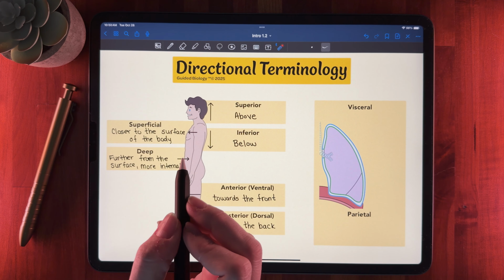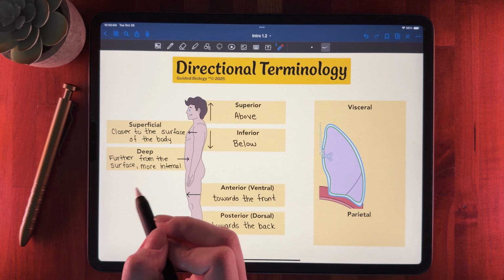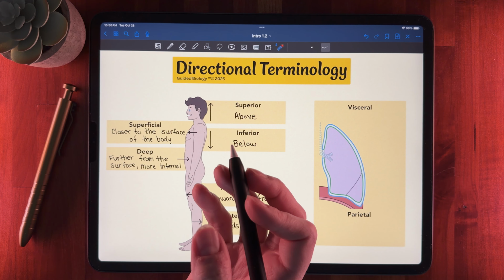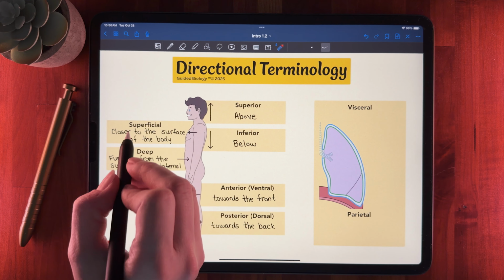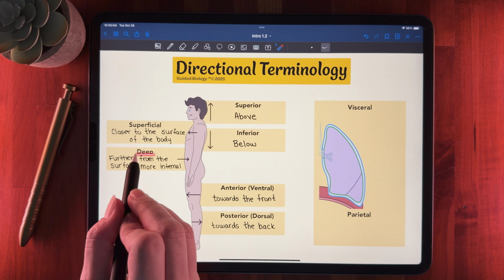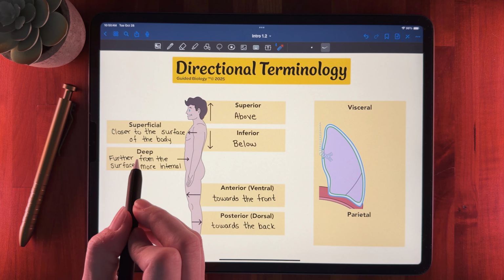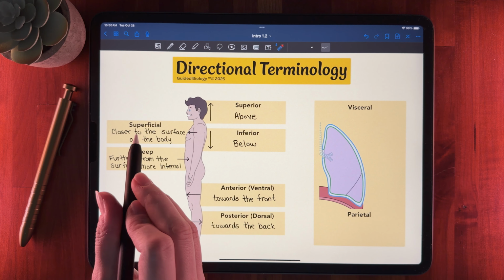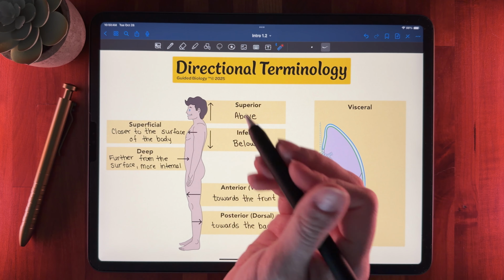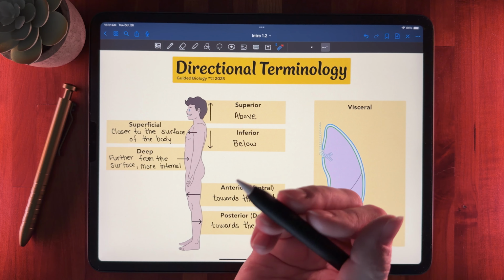It's important with humans to keep in mind that the most superficial structure of the human body is going to be the skin. So the skin would be the most superficial, and then, say, the muscles would be deep to the skin, so further away from the surface than the skin. See how we're comparing the locations of structures using these terms.